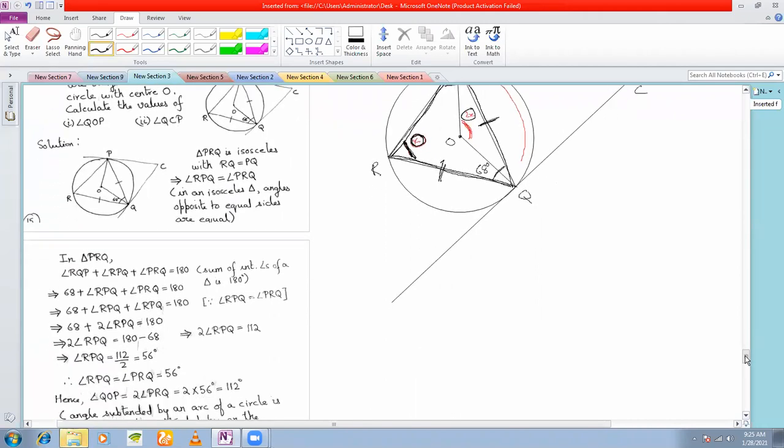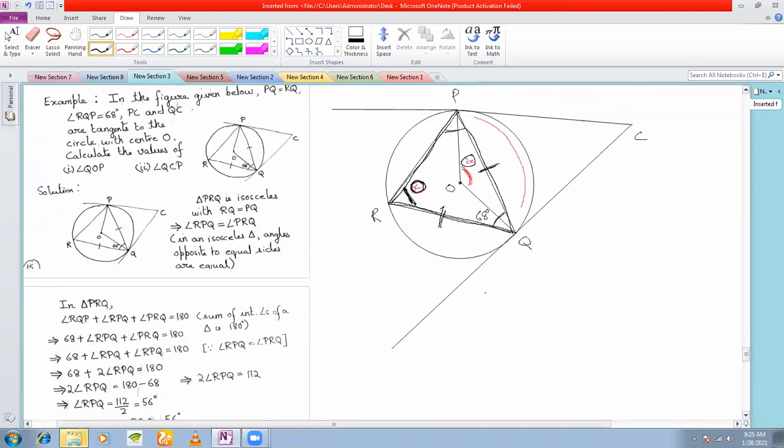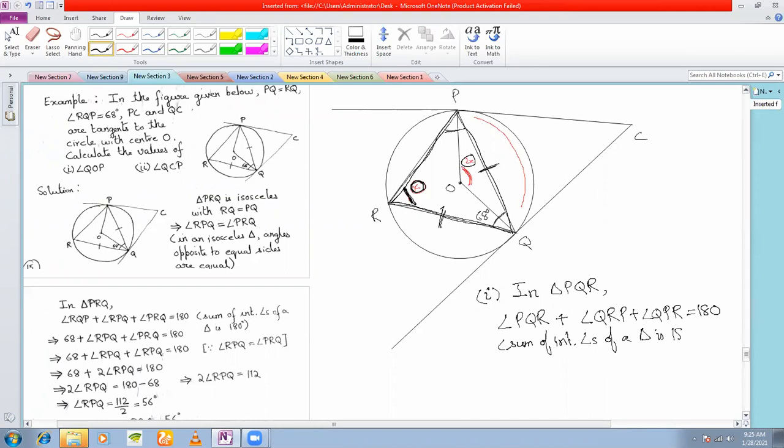So let us write it down. You start by saying in triangle PQR, angle PQR, which is given to be 68, plus angle QRP plus angle QPR must be equal to 180 degrees, because the sum of interior angles of a triangle is 180 degrees.